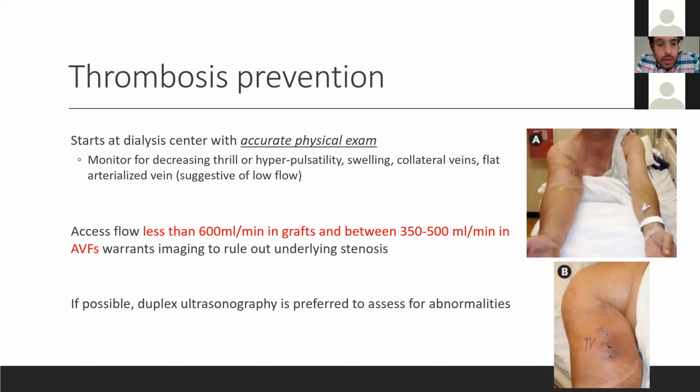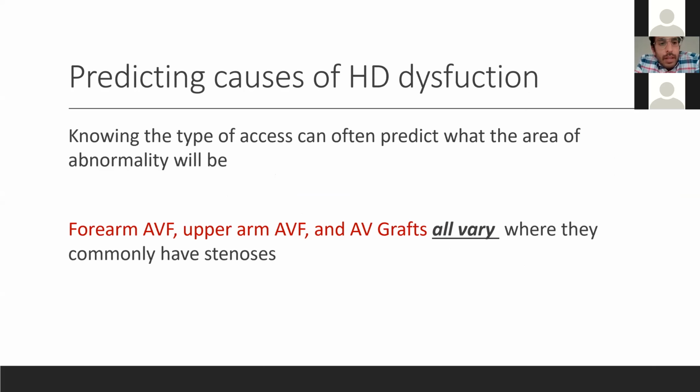And also, if you can, we always like to encourage getting duplex ultrasound to assess for abnormalities. This is just an example of a patient that we probably frequently see with asymmetric arm swelling and some collateral veins that suggest that there's a central venous stenosis. Again, this is when you want to figure out what is going to be causing a problem with an access.